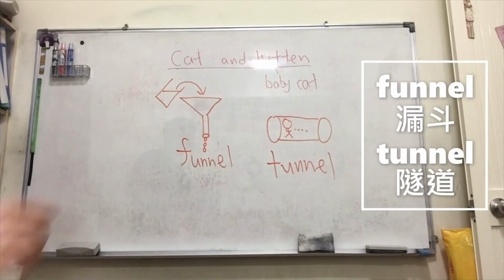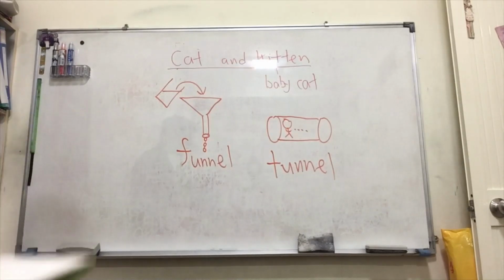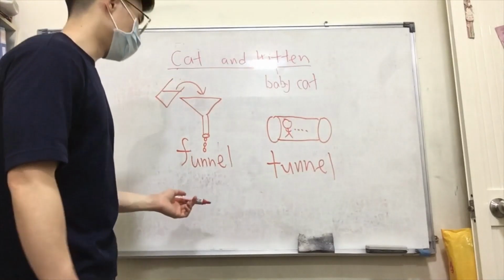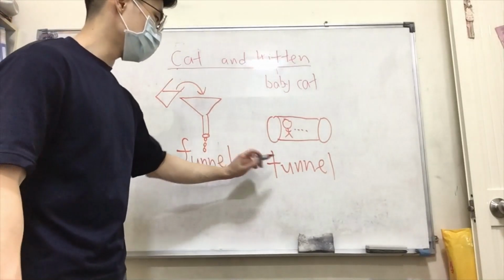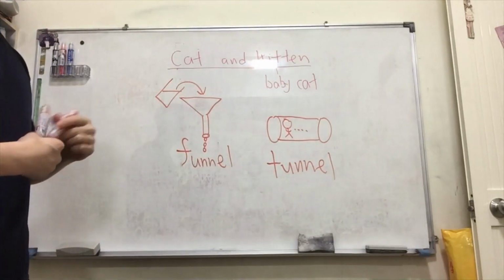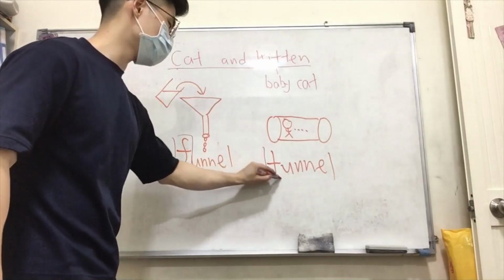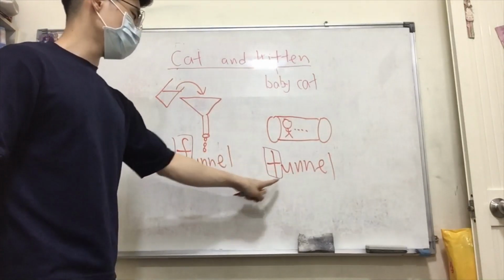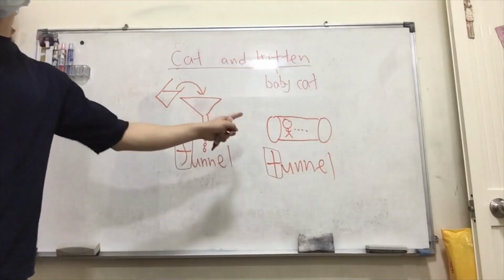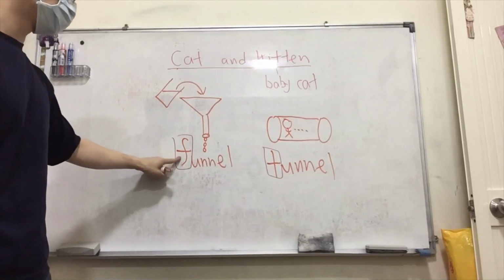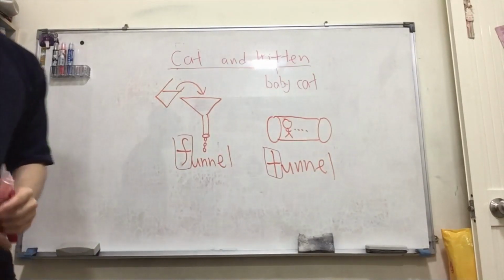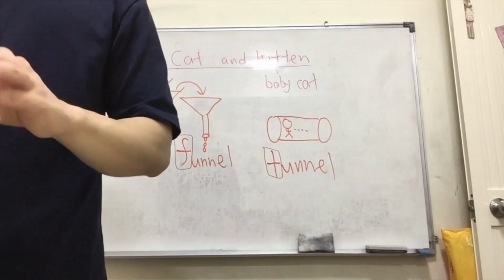I give you 5 seconds to take note of the difference. As you know, in English, it is very important. The main difference between the two of them is the first word. The first word starts with F, or the first word starts with T. So T-U-N-N-E-L and F-U-N-N-E-L are different. Make sure you know both of them. Alright, so let's move on to the story itself.